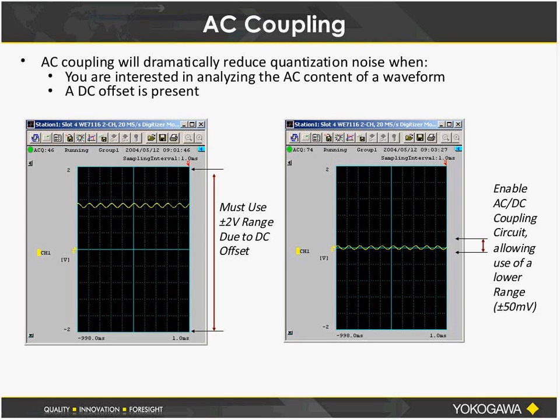So keep that in mind. Your instrument may or may not have AC coupling, but if you are making a measurement on the AC component and you want to remove that DC offset, that feature is specifically designed for that purpose.